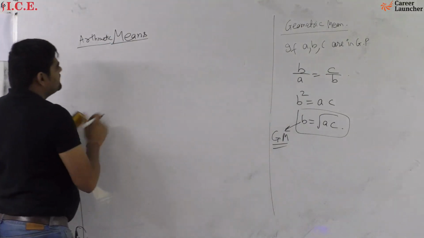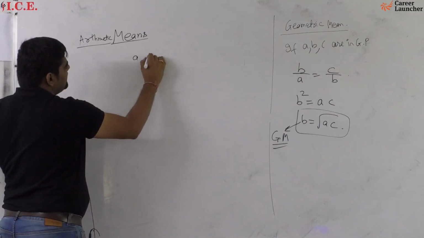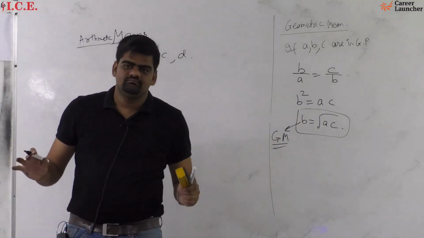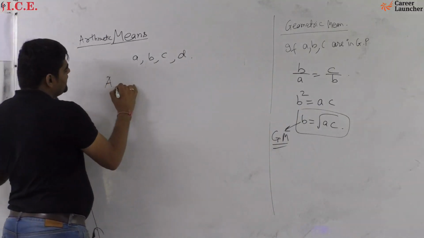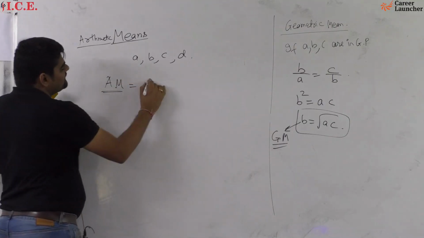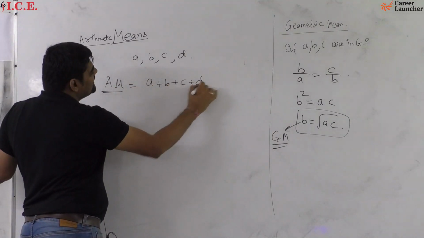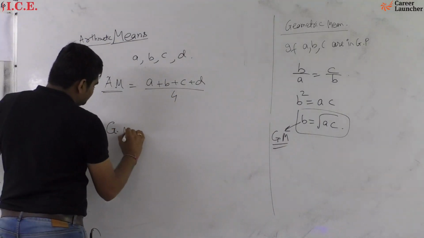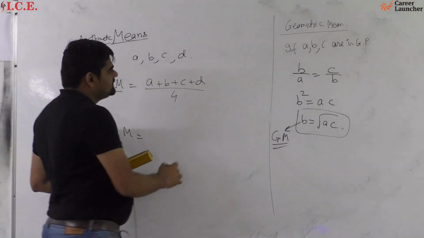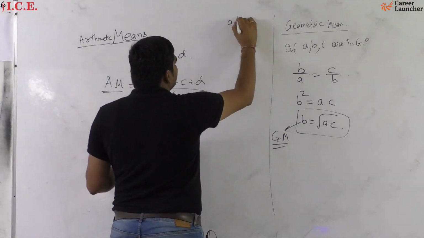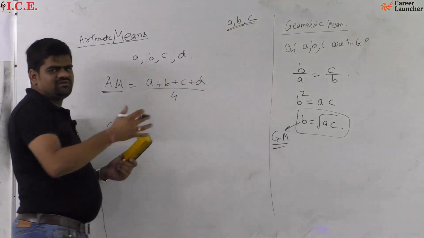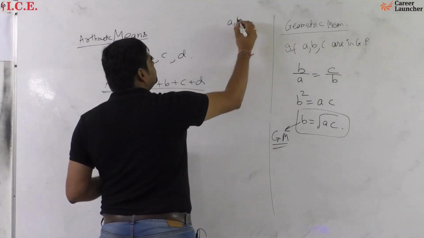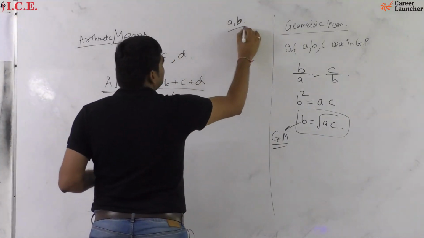Now try to understand. Supposedly I have given you 4 numbers A, B, C, D, and I am not mentioning whether these are in AP, GP, anything. But if you want to find the arithmetic mean, you can. Can I say it is nothing but A plus B plus C plus D by 4? Absolutely correct. And if you want to find the geometric mean of them, you can also find that. If A, B are not in GP, there are two terms given to you, and you want to find the geometric mean of it.